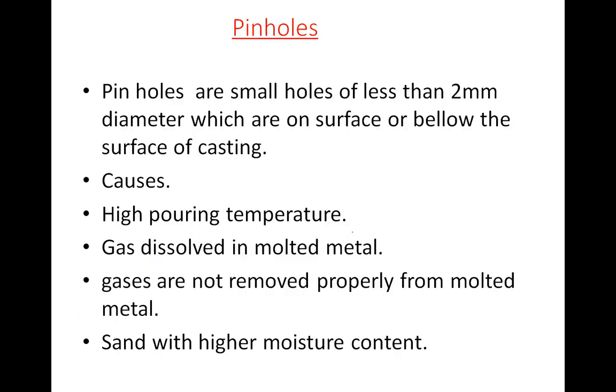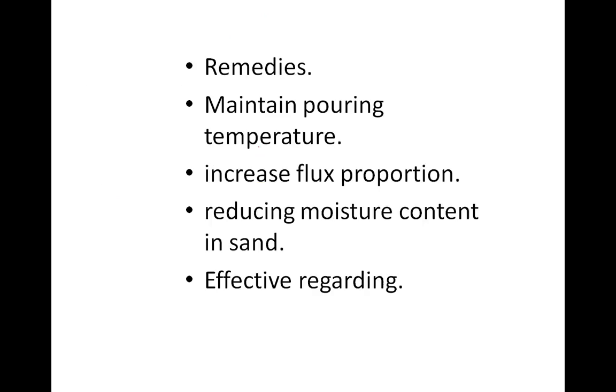Pin holes are small holes less than 2 mm in diameter, seen on the surface of the casting. What are the causes? High pouring temperature, gas dissolved in the molten metal, gases not removed properly from the molten metal, and sand with higher moisture content. These are responsible for blow holes, pin holes and porosity. What are the remedies? Maintain the proper pouring temperature, increase flux proportions so that we remove the gases from the molten metal, reduce moisture content in the sand, and use an effective gating system. So this is all about the casting defects.